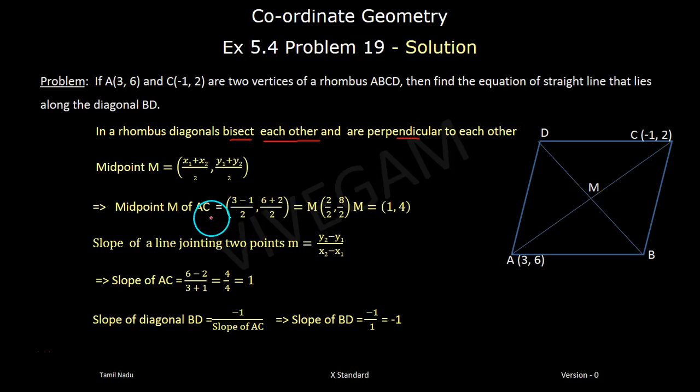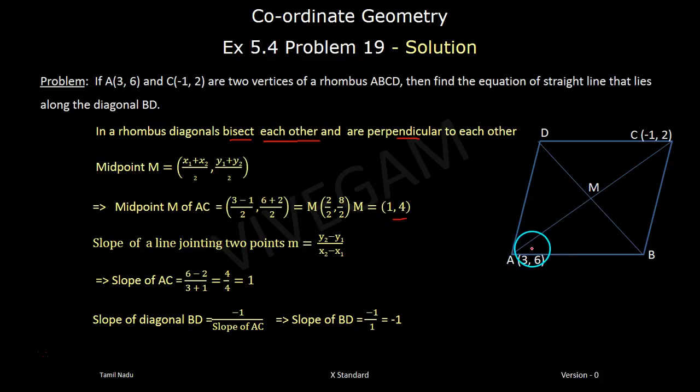So let's find the midpoint of AC using the midpoint formula. This is x1, y1, this is x2, y2. So (x1 plus x2) by 2, (3 minus 1) divided by 2, and (6 plus 2) by 2. That's the midpoint. So that gives you 2 by 2, this is 8 by 2. So the point is (1, 4). So point M is (1, 4).